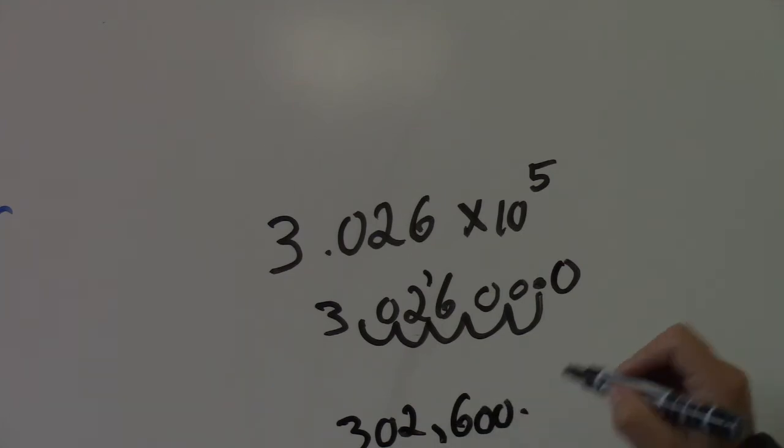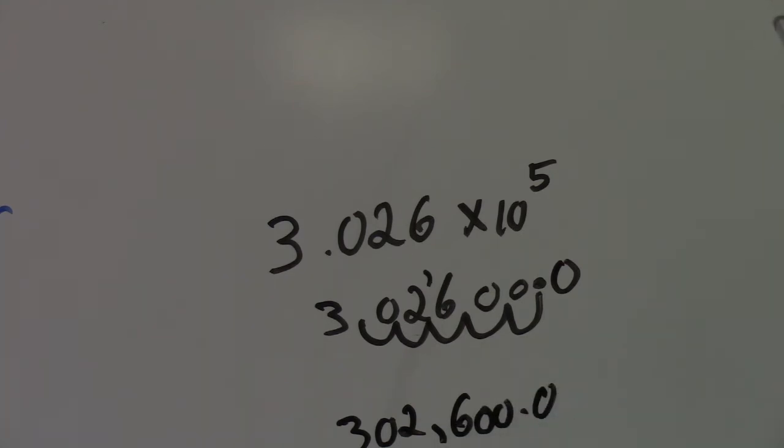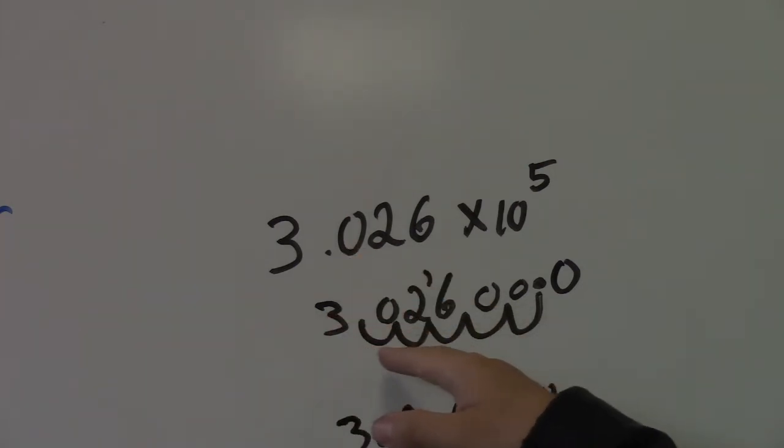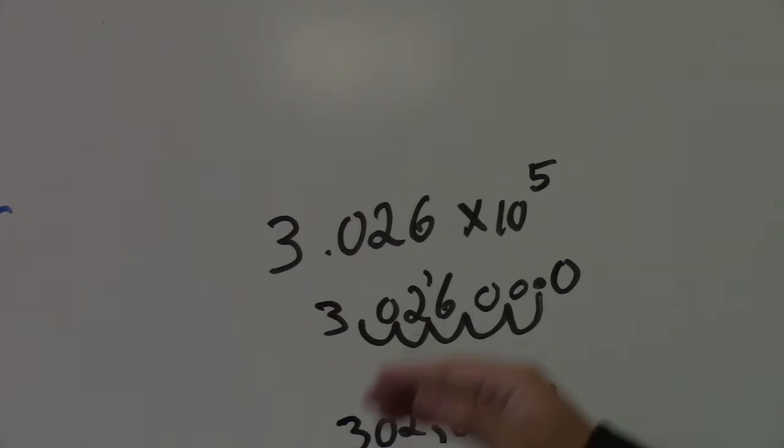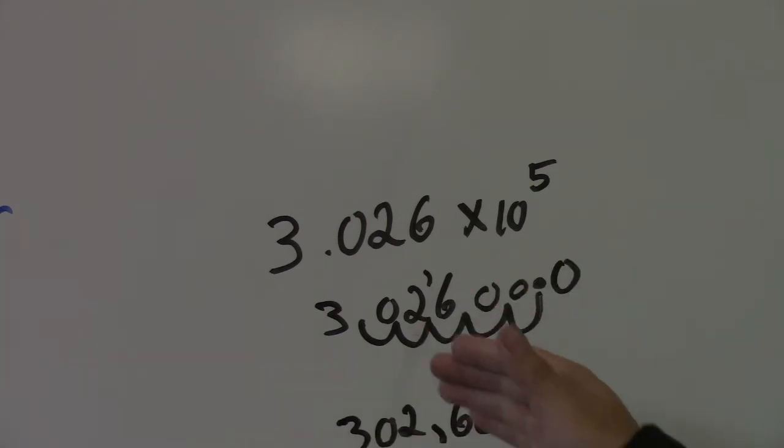So our new number is 302,600. That's our new number in standard notation. Again, all I did was write this freshly down here so I could move the decimal and see how many spots or how many zeros I need.